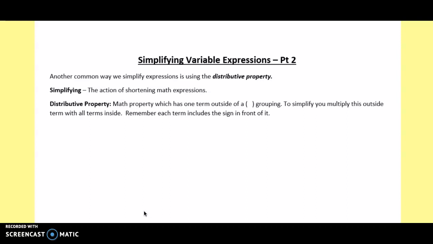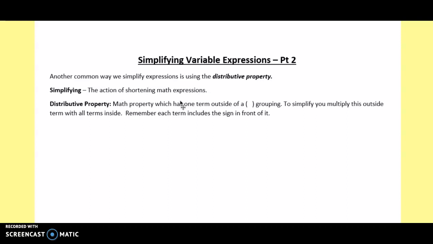So we're going to clarify some of those areas and get you more confident, get you back into the math brain of simplifying variable expressions. Remember, simplifying is basically just the act of shortening a math phrase, putting things down to simplest terms. The distributive property is a property which has one term outside of a parenthesis grouping.